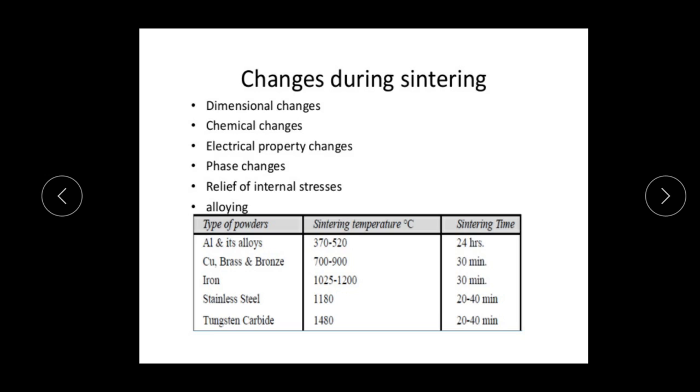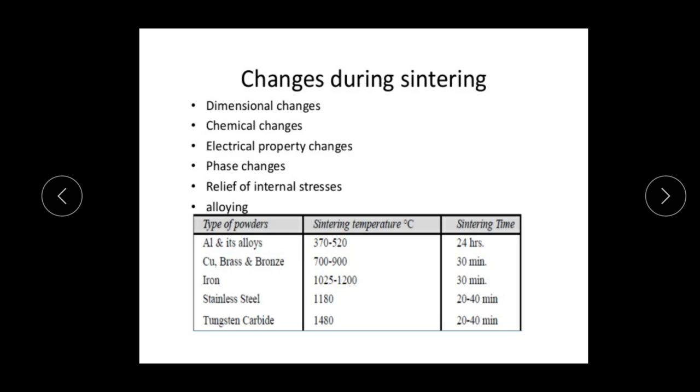Dear students, what we can see here is a table. The table consists of the type of powder and their sintering temperature and sintering time. As we can see, the first example is aluminum and its alloys as the type of material. Their sintering temperature is around 370 to 520 degrees Celsius, and sintering time is around 24 hours. So it is called age hardening or age sintering. The second example is copper and its alloys.